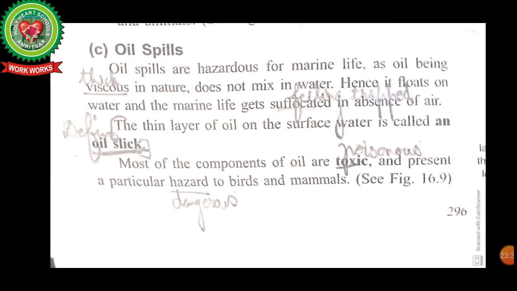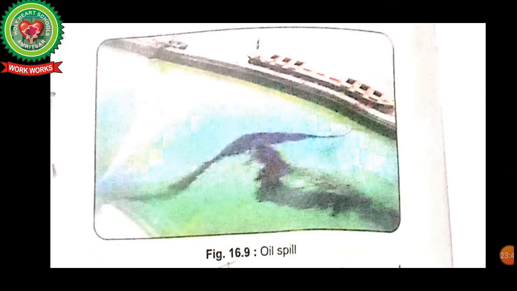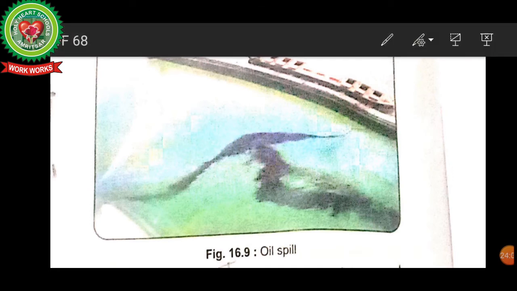Then most of the components of oil are toxic, that is poisonous, and present a particular hazard to birds and mammals, that is they are dangerous. Now this is the picture of oil spill given in your book. See, the blue water of this water body has turned into black due to the oil spills.